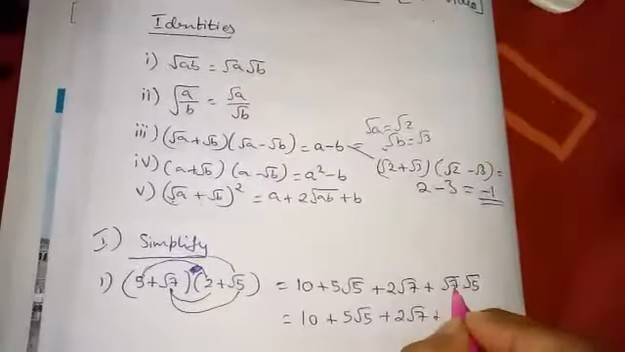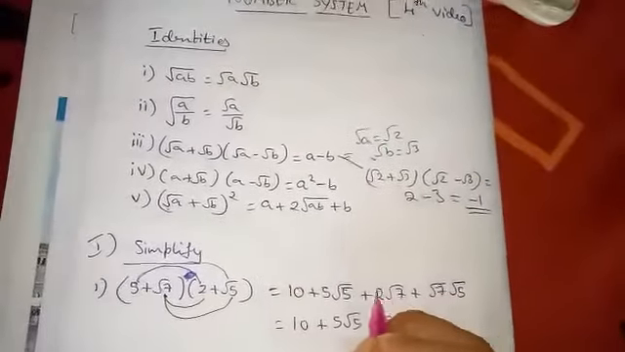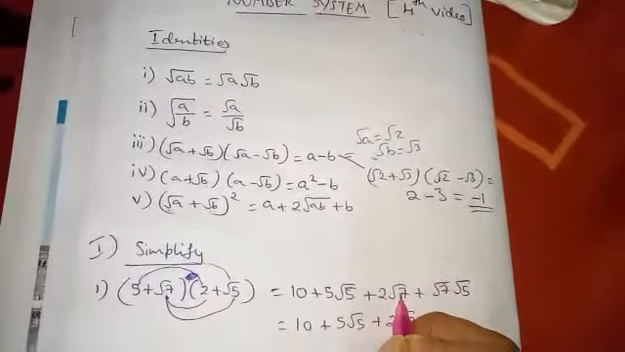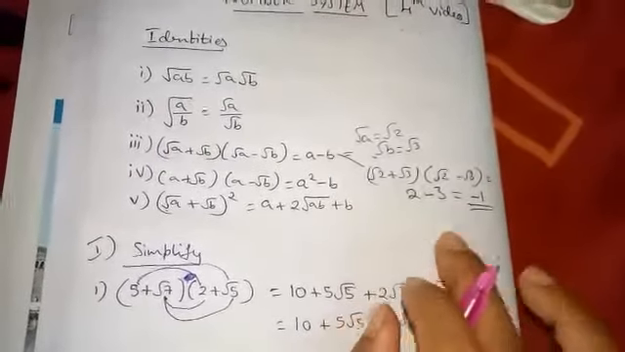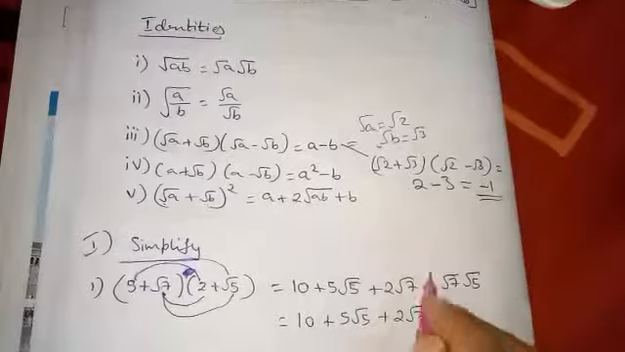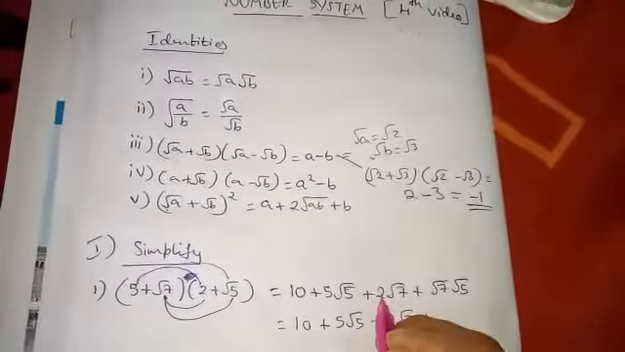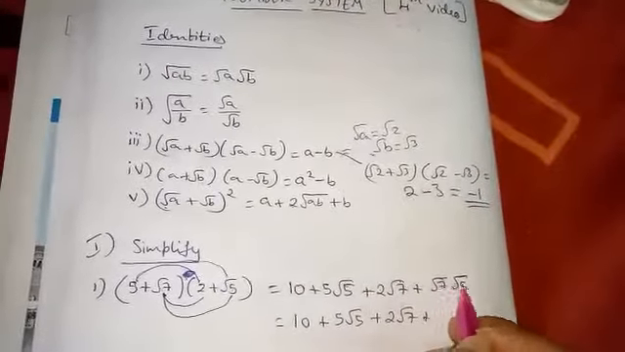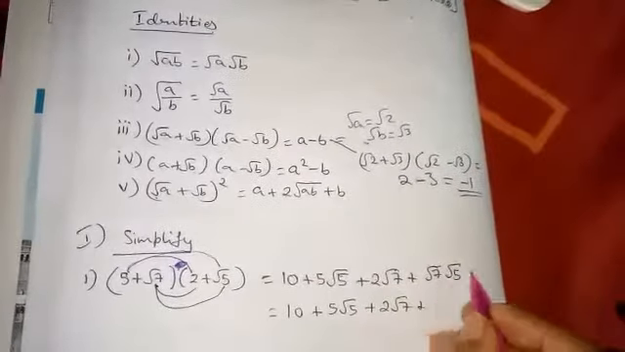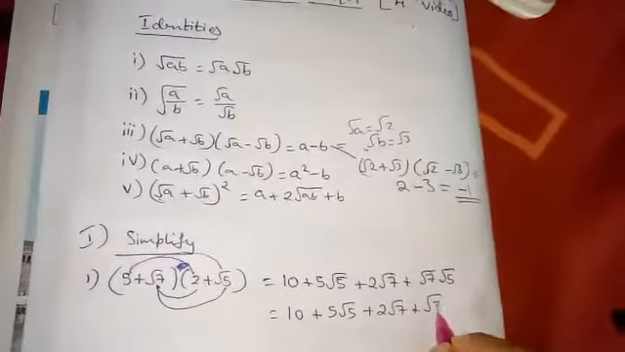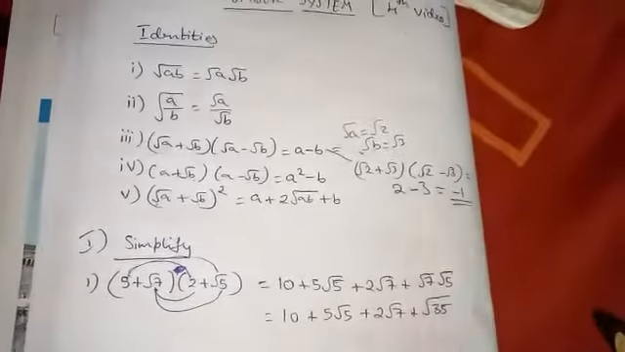Here, root 7 into root 5, this we can multiply, but 2 and root 7 we cannot multiply, because one is in the square root and one is without the square root. Here we can multiply because both are in square root itself. So 5 7s are 35.